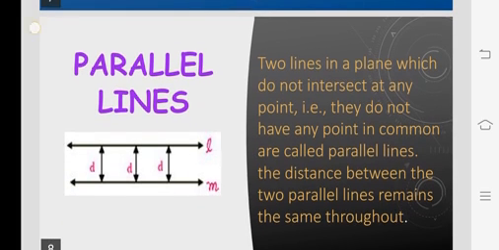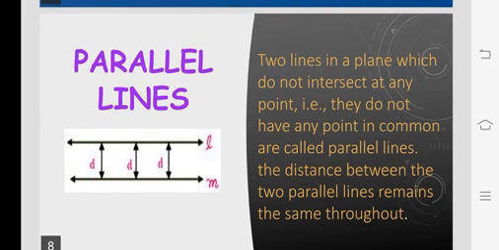Parallel lines. 2 lines in a plane which do not intersect at any point, that is they do not have any point in common, are called parallel lines. However far they are extended, you keep on extending but they will never meet. The distance between parallel lines always remains the same.